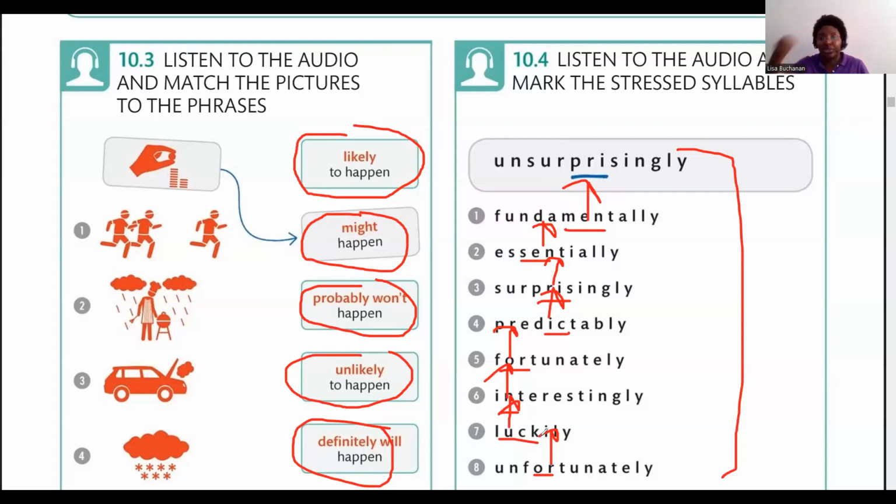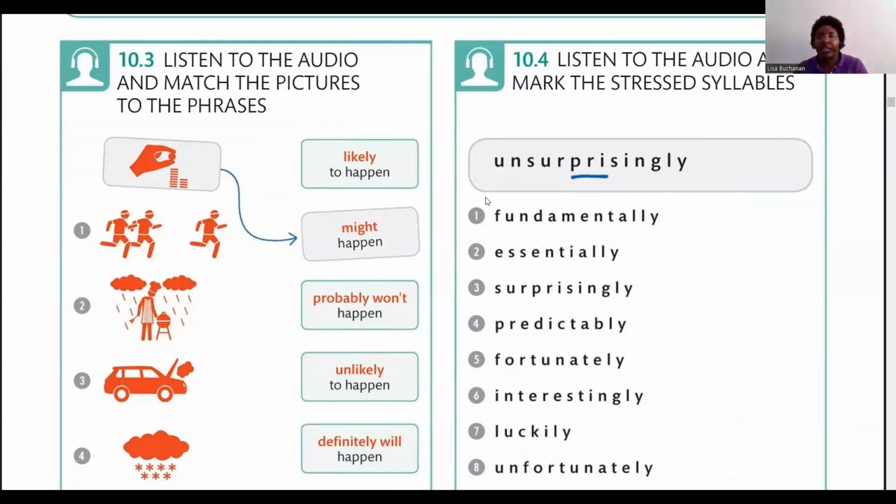Fundamentally, essentially, surprisingly, predictable, fortunately, interestingly, luckily, unfortunately. If the stress isn't right, the word sounds a little bit funny, and native speakers might say, "What, huh?" Because it just sounds off, and we have to think about the word that you said. Let's move forward.